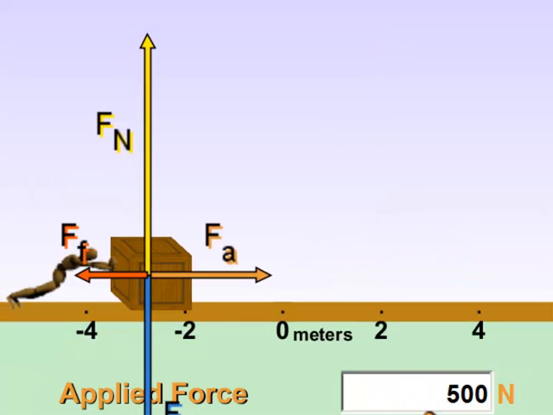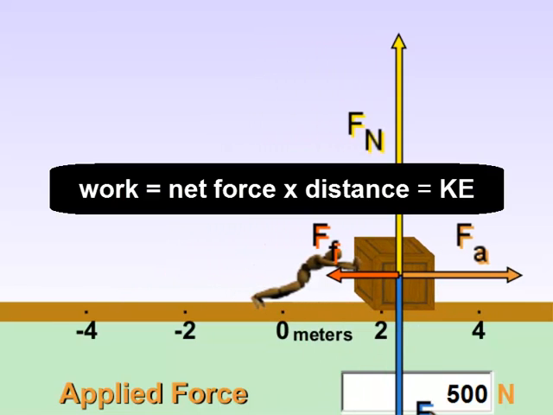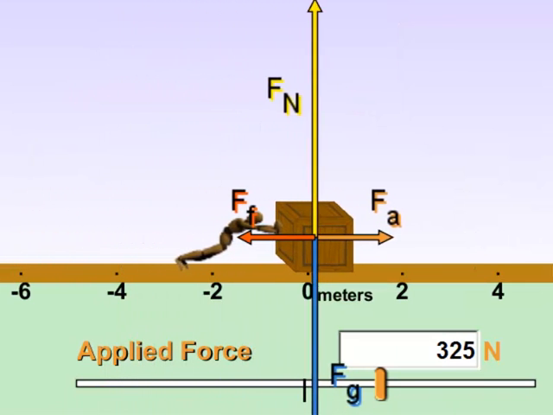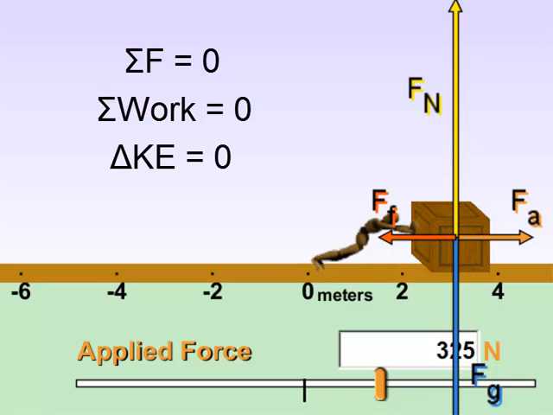If there's some friction, it's the net force of your push minus the frictional force that's multiplied by the distance to give the gain in kinetic energy. If the box moves at a constant speed, you're pushing on it just hard enough to balance friction. The net force and net work are zero, and according to the work-energy theorem, the change in kinetic energy is also zero. The work-energy theorem applies to decreasing speed too.